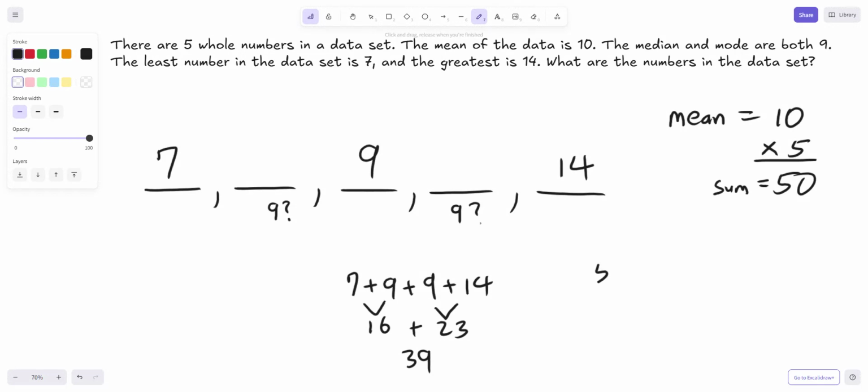I need to find the 5th number. All of them add up to 50, so 50 minus 39. I get 11. Okay, so this one is 11 and this one must be 9. So the numbers are 7, 9, 9, 11, and 14. And I think that's it. Let me see. Yep. All right. Good luck on practice.